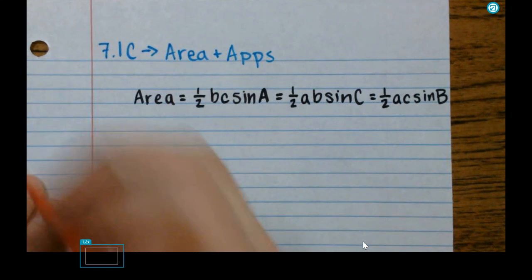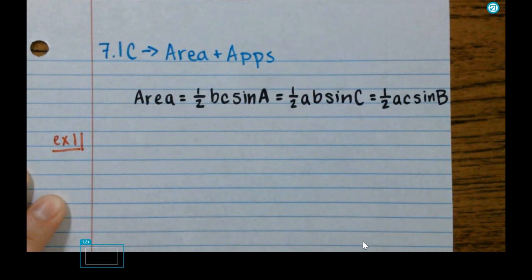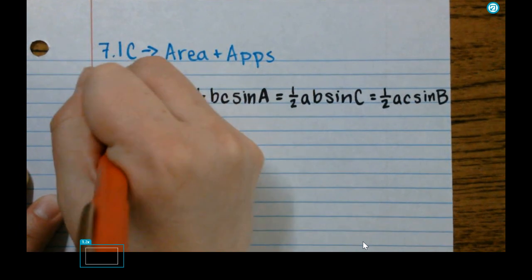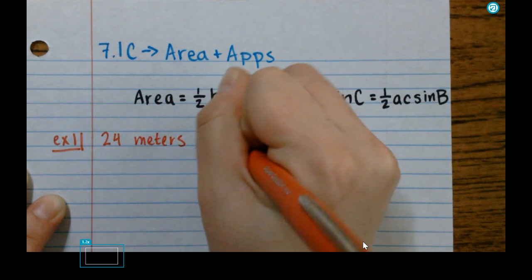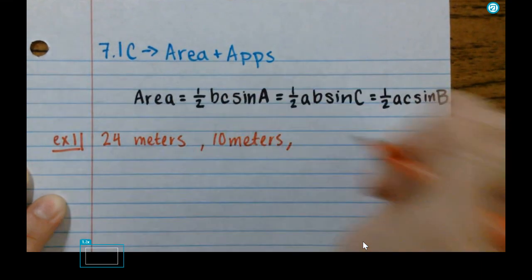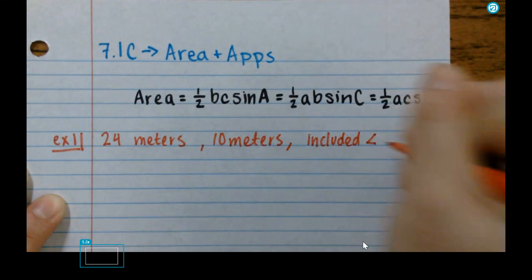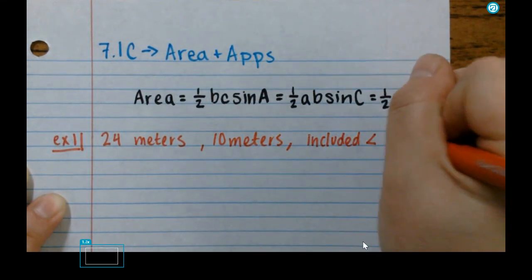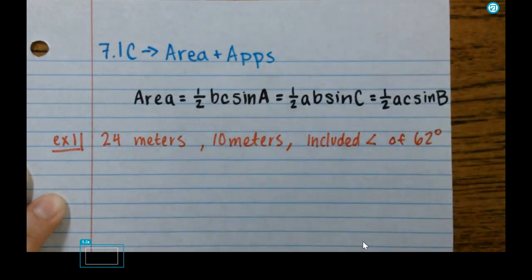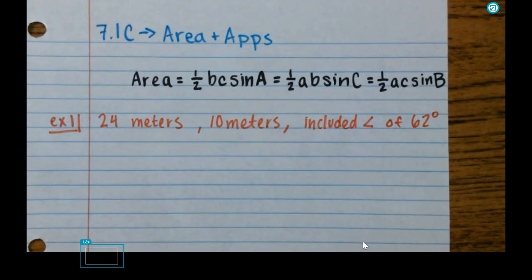So our example is to find the area of a triangle having 2 sides of lengths 24 meters and 10 meters, with an included angle of 62 degrees. It'll always have to be an included angle.